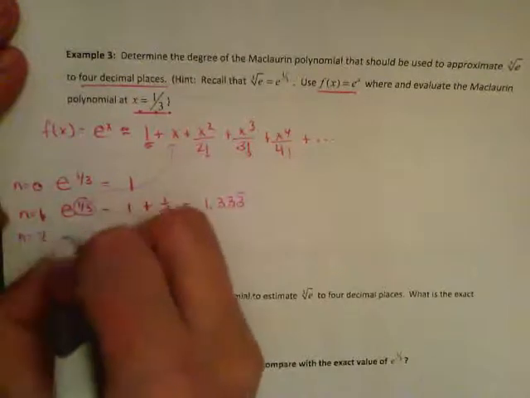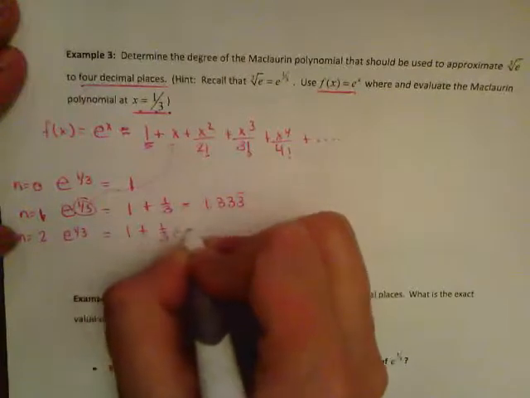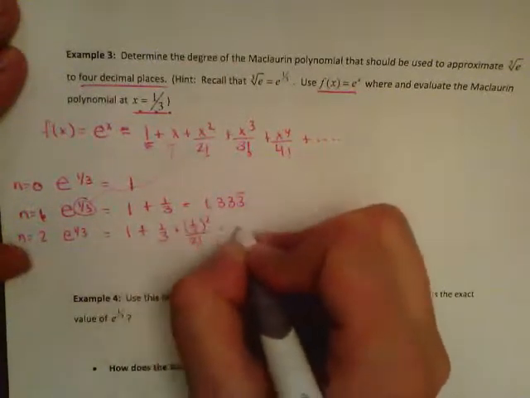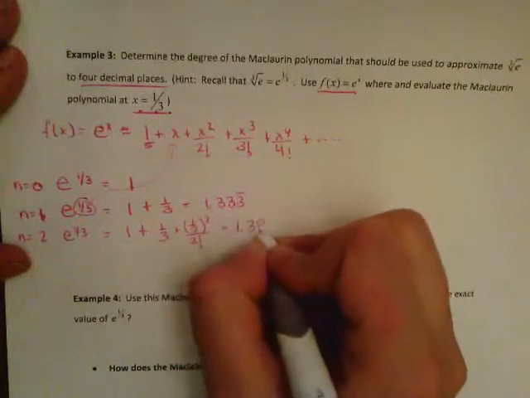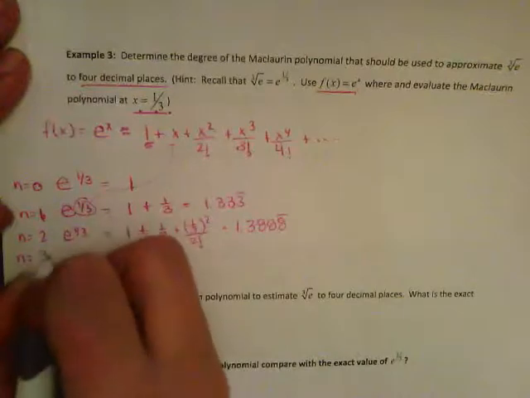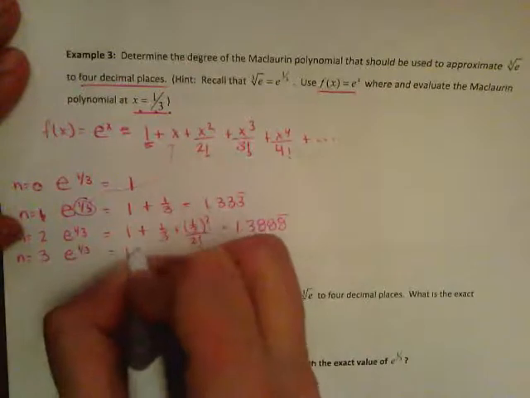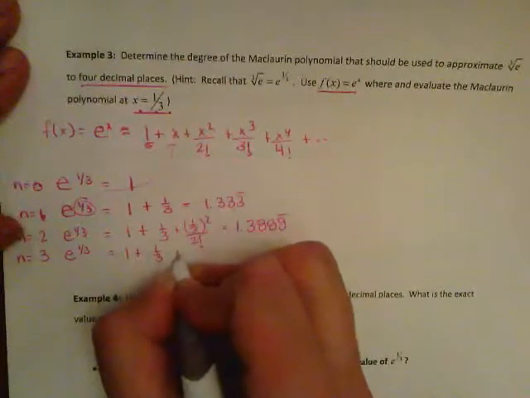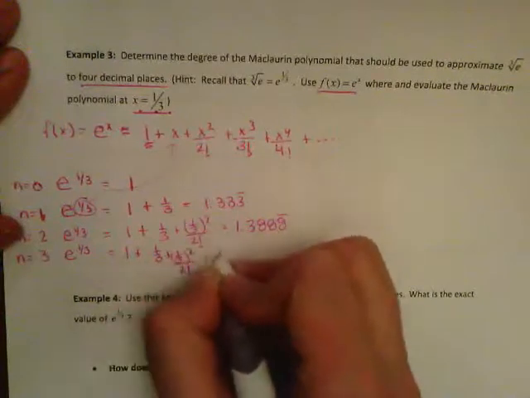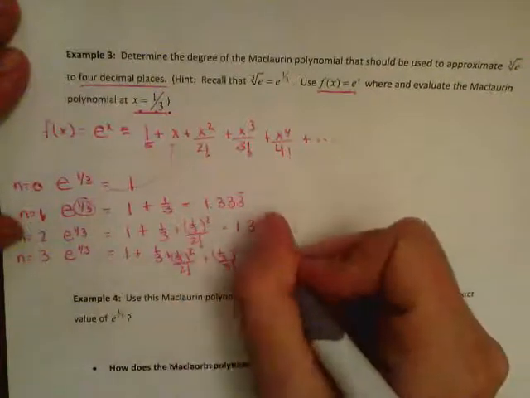When n equals 2 of e to the 1/3, it's going to be 1 plus 1/3 plus 1/3 squared over 2 factorial, and that gives us approximately 1.38888 repeating. When n equals 3, it's going to be e to the 1/3 equals 1 plus 1/3 plus 1/3 squared over 2 factorial plus 1/3 cubed over 3 factorial.